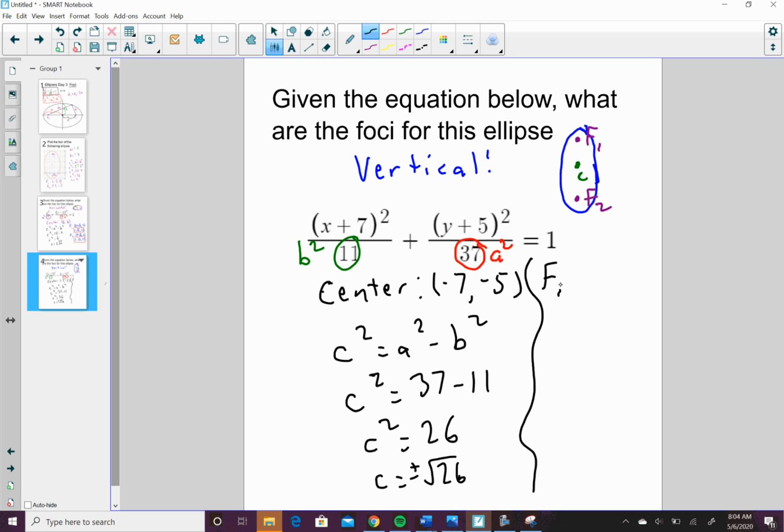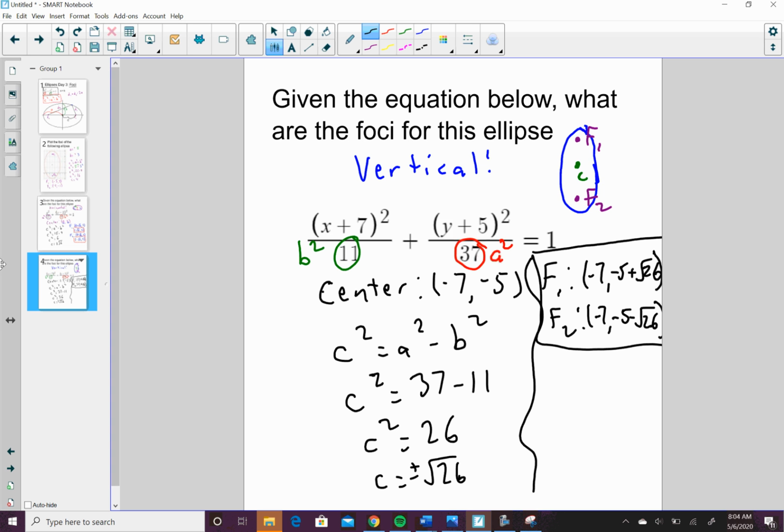So F1, my x coordinate doesn't change. It's still going to be -7. The y coordinate is just going to be -5, and I went up, so it's going to be -5 plus the square root of 26. And then F2, same type of deal, -7, but I went down, so it's -5 minus the square root of 26. And there's that.